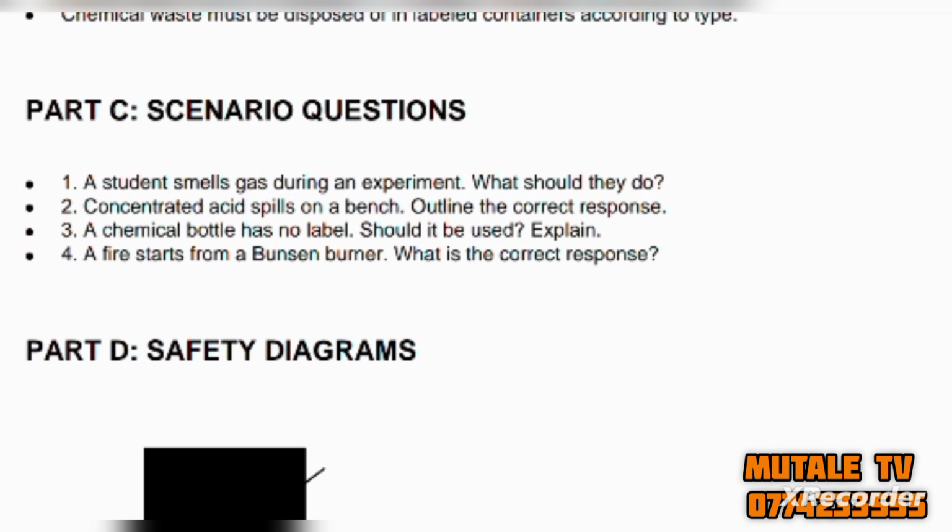Question 3. A chemical bottle has no label. Should it be used? No. You must ask your advisor to help identify the chemical bottle, because we cannot know what substance is in that bottle. Then when a fire starts, you must always use the fire extinguisher to put out the fire, and always alert your supervisor.